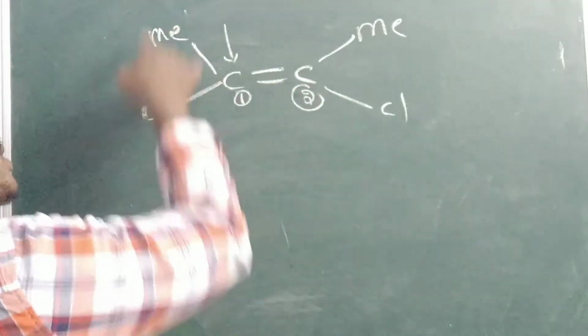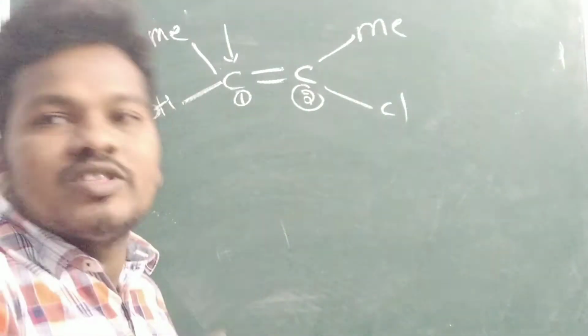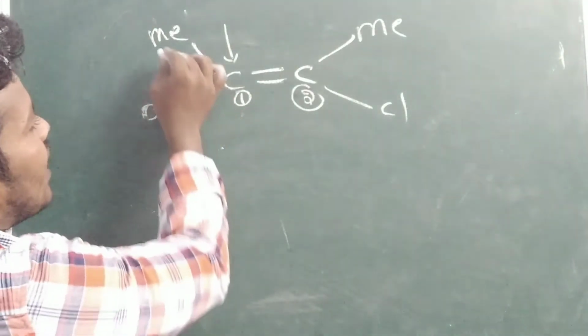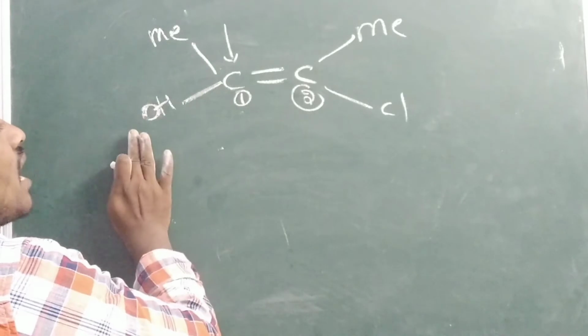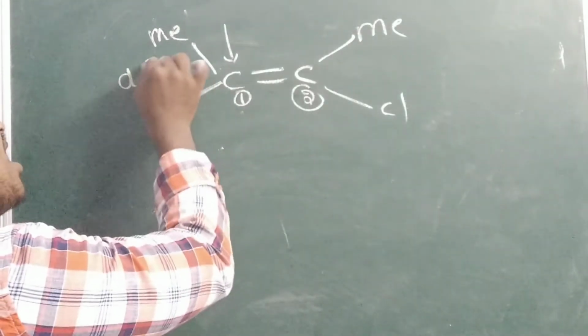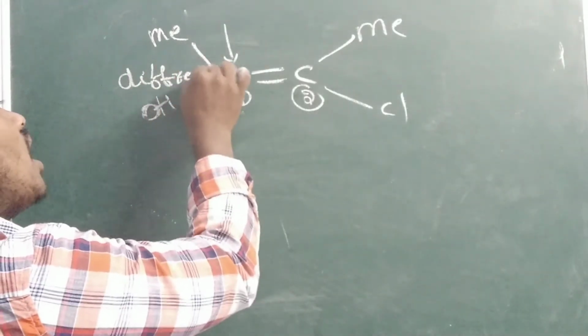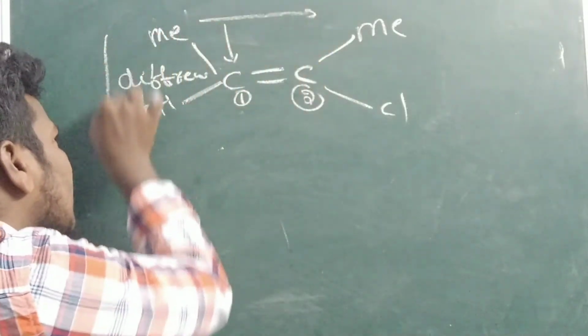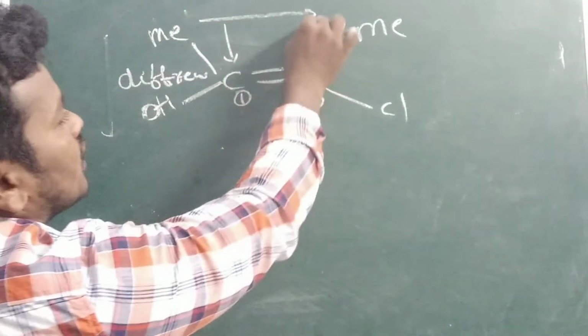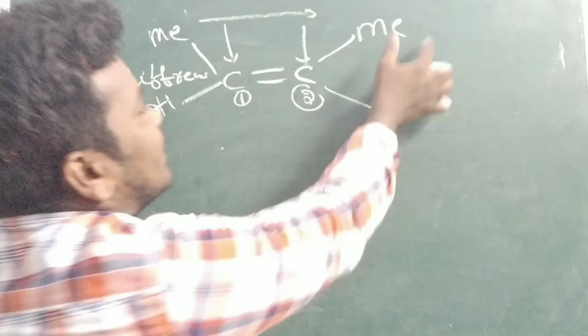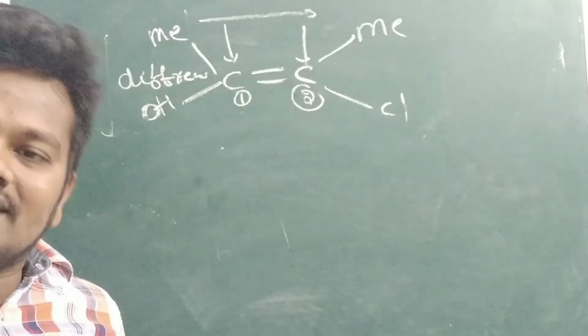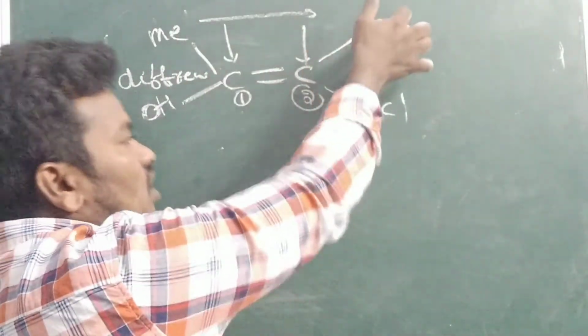The first carbon should not have the same group. It doesn't have the same group. See here, the first carbon has the methyl group and the OH group. So these are different. You should not see like this, you should see only like this. That's why I made an arrow. Here also you can see methyl is there and chlorine is there. Should not see like this.